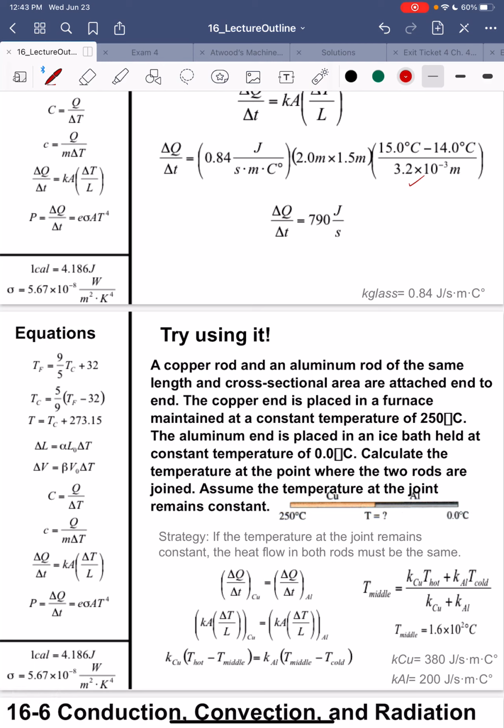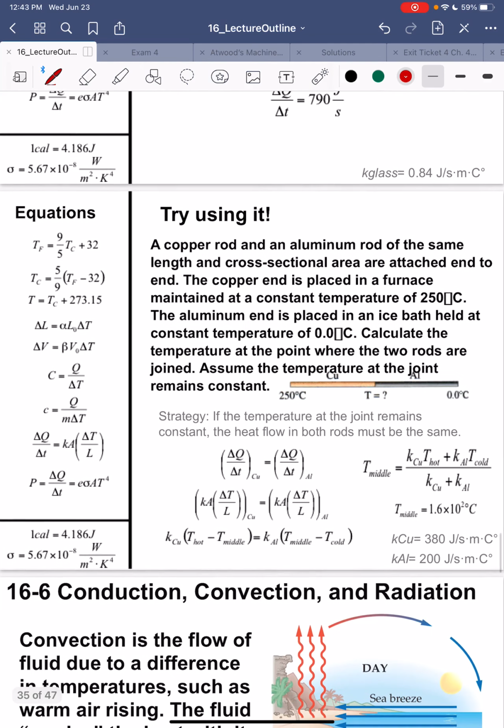Okay, in the second one, I have a copper rod and an aluminum rod of the same length and cross-sectional area attached end to end, like we can see here. The copper end is placed in a furnace maintained at a constant temperature of 250 degrees Celsius. And the aluminum end is placed in an ice bath held at a constant temperature of 0 degrees Celsius. Calculate the temperature at the point where the two rods are joined, like in the middle. Assume the temperature at the joint remains constant.